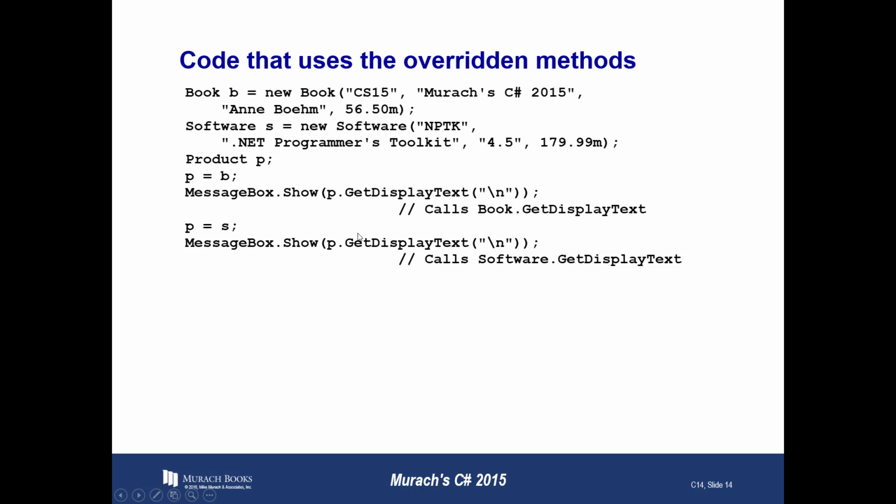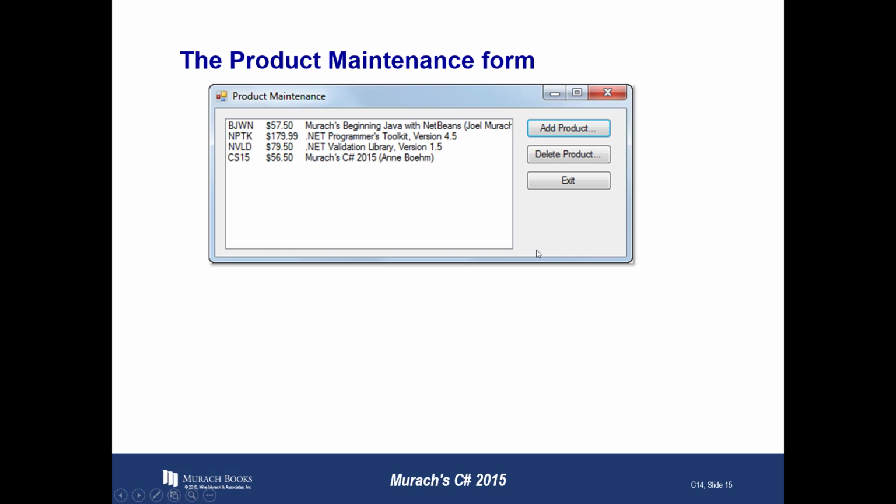All right, so here, notice now we're instantiating a new book object. So again, we need to put in there, because we said we want it in this order, the product code, the description, the author, and the price. And for software, it is the product code, the description, the version, and the price. All right. Then we've got product P, P equal B, and then we're printing out everything. As it says, this is going to call the book's display text, and P equals S, this is going to call the software's display text. All right.